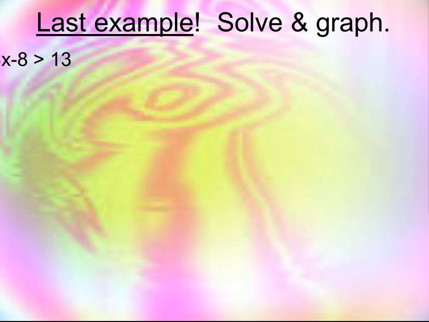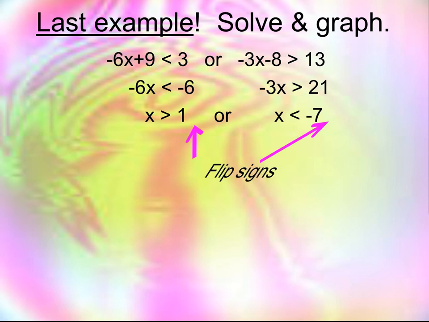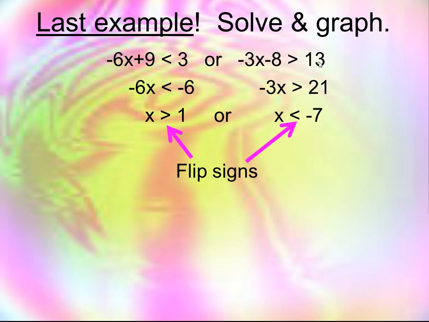Okay, last example. What about this one? Well, it's an or. Ors you just deal with one at a time. I'm just literally going to do both of these inequalities separately. So this one I'm going to subtract 9 from both sides, right? Divide by -6, which means I have to flip the inequality. Good. And then on the other side, same kind of deal. I add 8 to both sides, divide by -3, which flips it.